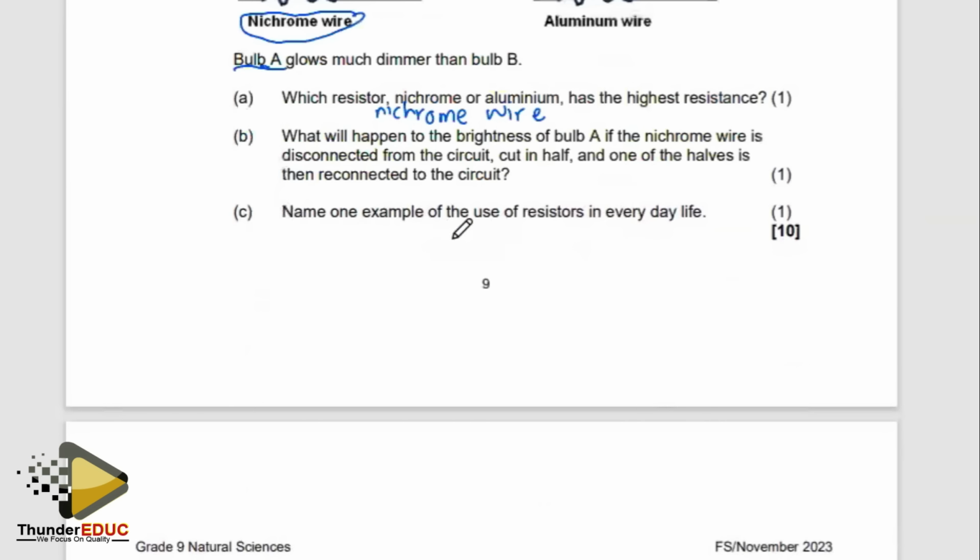So now you are asked what will happen. We now have a shorter resistor. Before, there was a higher resistance, and when there's higher resistance, it means the bulb has low current. Now we have a shorter resistor, so your answer becomes: the bulb will glow brighter. Okay, that's your answer then.